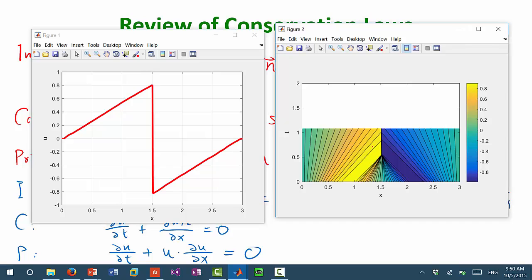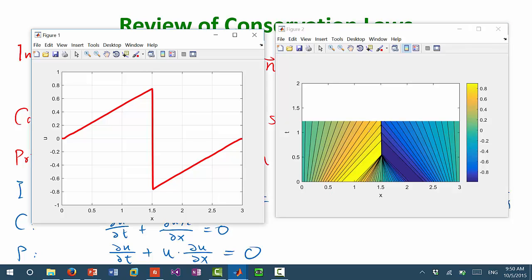We see two very striking features that, once we understand them, we can basically predict the solution of Burgers' equation without solving it. These two features are these straight lines in regions where the solution is continuous, and the shock wave where the solution is discontinuous.